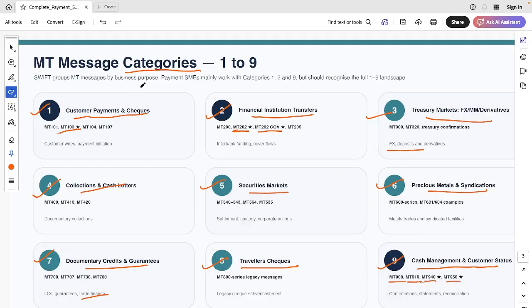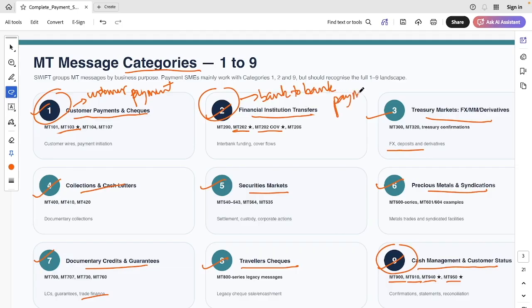From the core payment perspective, we will be focusing mainly on category 1, category 2, and category 9. Category 1 tells us about the customer payment. Category 2 tells us about the bank to bank payment, and category 9 tells us about confirmation, statements, and reconciliation.